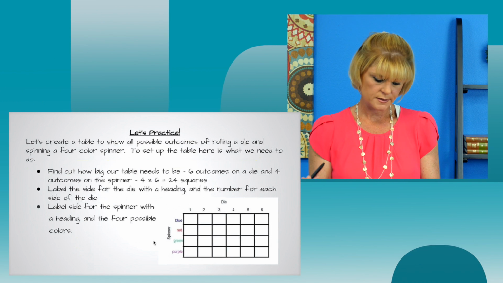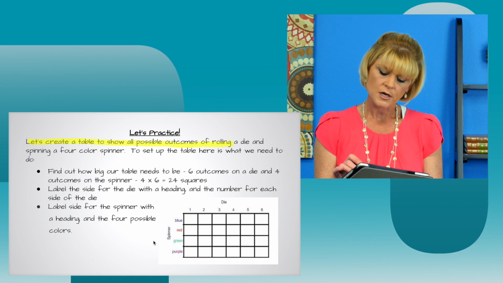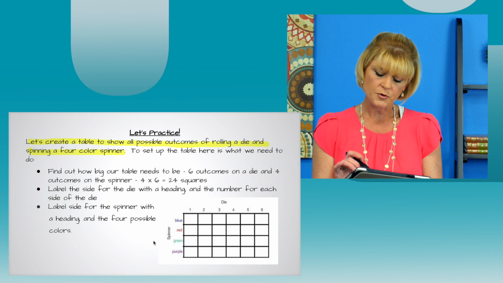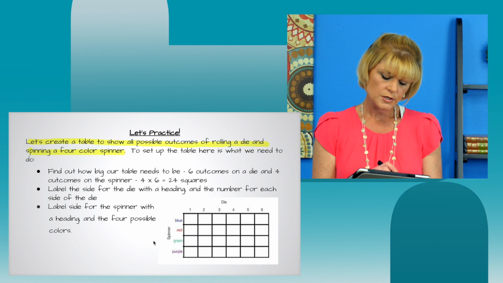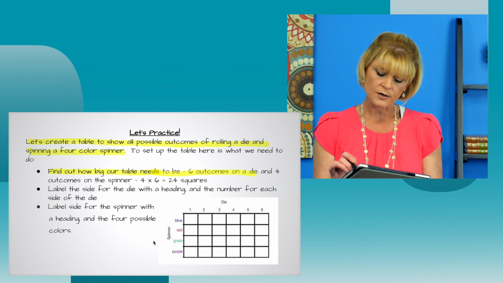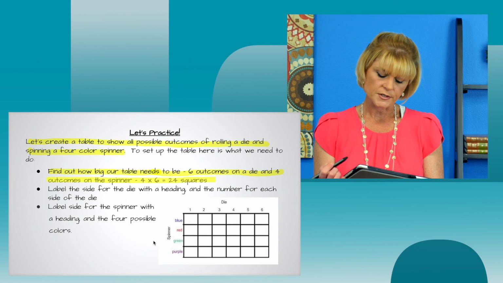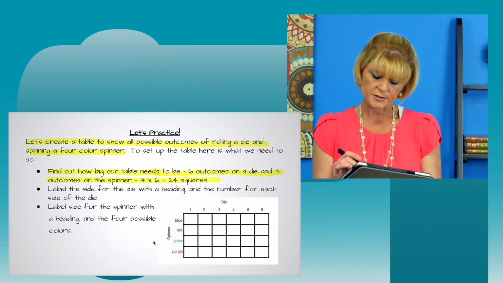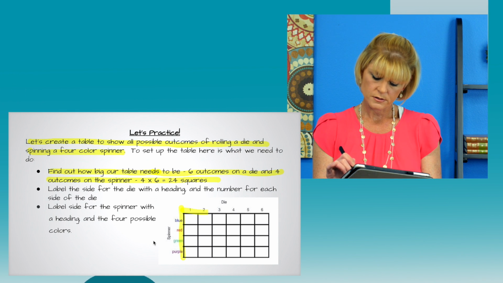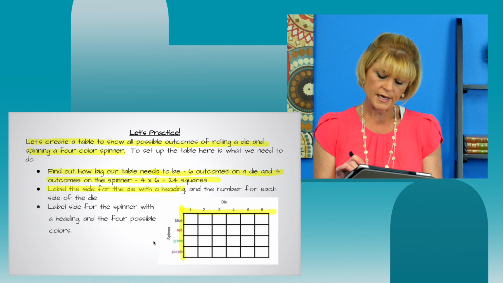So let's practice. Okay, let's create a table to show all possible outcomes of rolling a die and spinning a 4-color spinner. So to set up the table, here's what we need to do. First, we need to find out how big our table needs to be. 6 outcomes on a die and 4 outcomes on the spinner gives us 4 times 6, 24 squares. 4 down, 6 across.